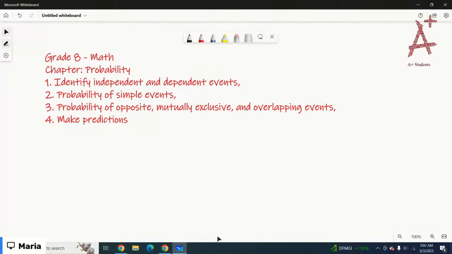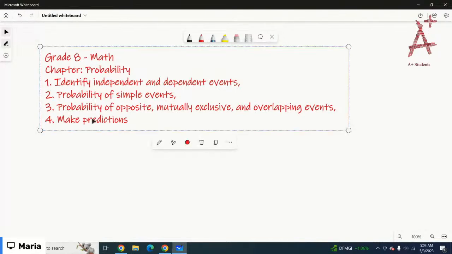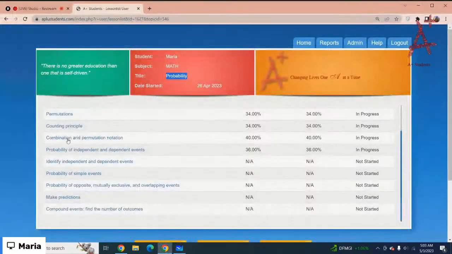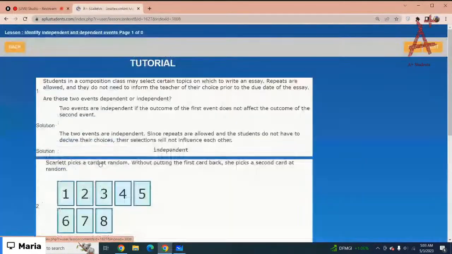We're going to start with the chapter probability. The lessons we're going to cover today are identify independent and dependent events, probability of simple events, probability of opposite, mutually exclusive and overlapping events, and make predictions. So let's start with the first lesson, identify independent and dependent events.